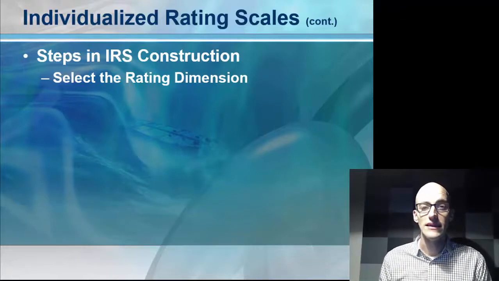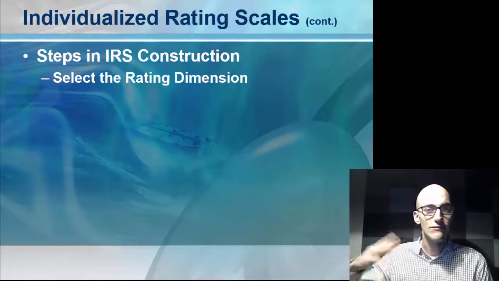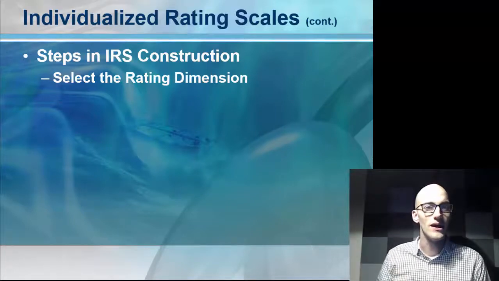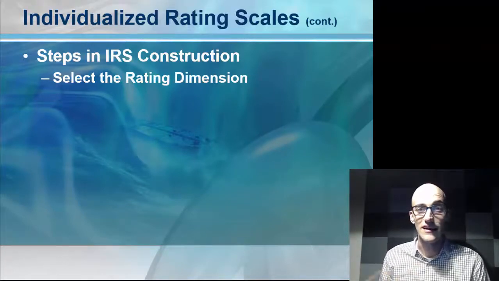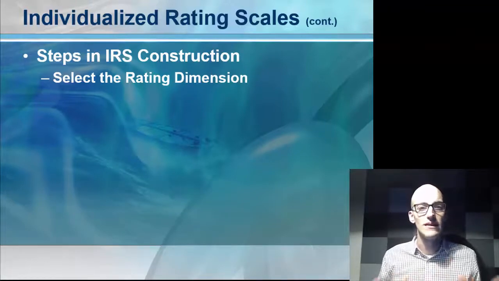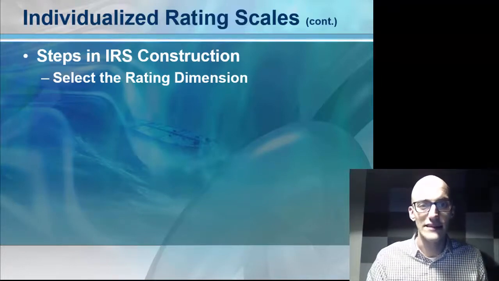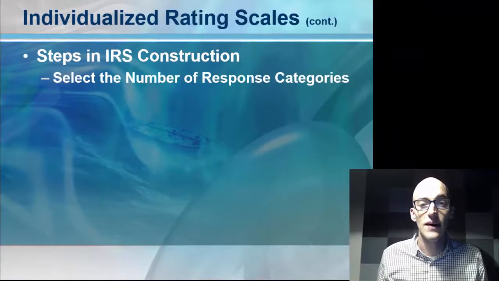A few more things to think about with an individualized rating scale: selecting the rating dimensions. Dimensions, as opposed to a univariate dimension like my height, just one dimension up and down. Depression might have multiple dimensions like hopelessness, stress, loss of interest. So choosing what dimensions you want to measure and why is going to help you to construct an accurate individualized rating scale. Also the number of response categories.